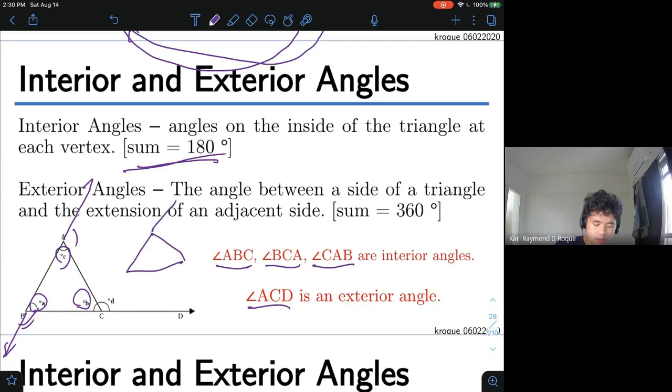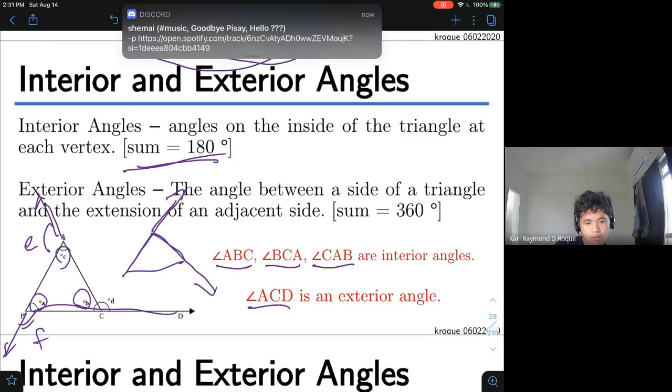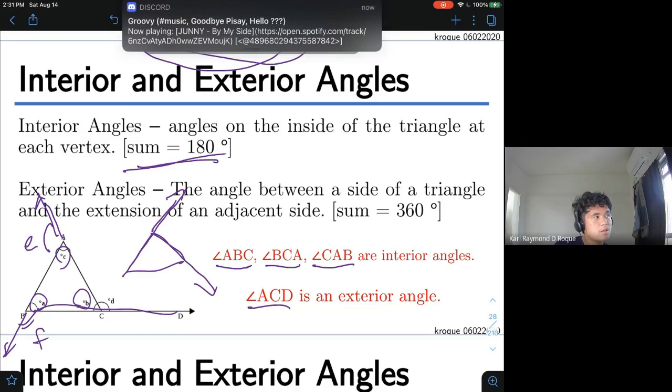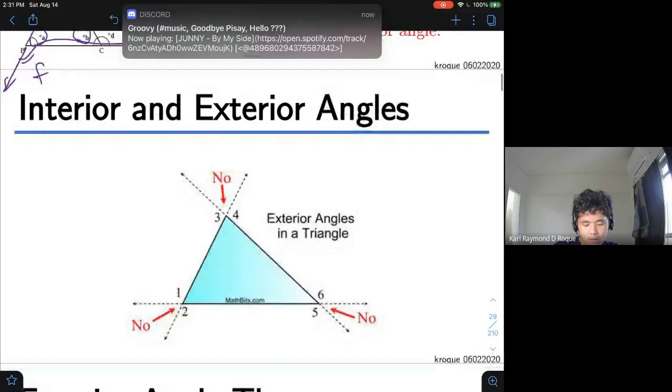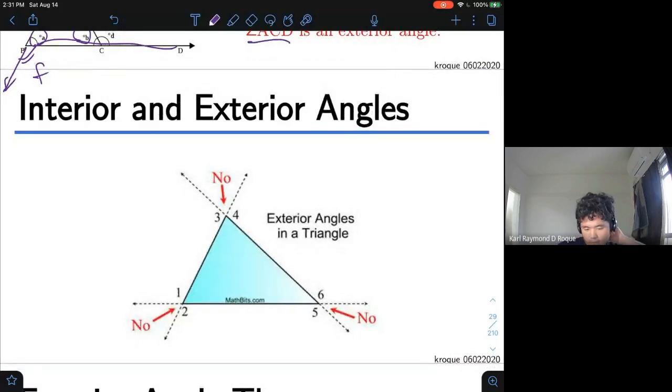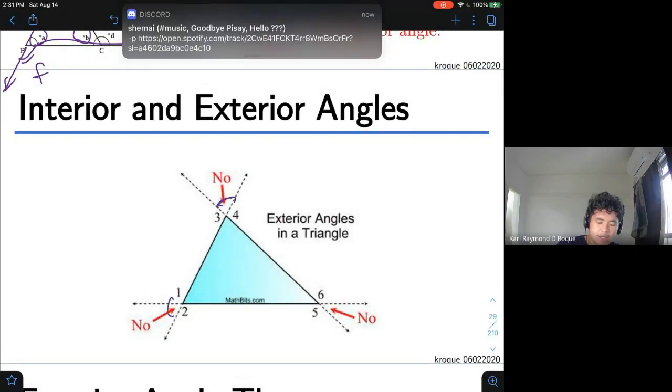Wait lang. 1, 2, 3. Ayan. So, dapat 1, 2. Dapat dito. 1, 2. Ayan. Dapat pa ganyan pala yung drawing. Ayan. Ang mga exterior angles ay ito. E, F. No? So, yan. Ang sum ng mga tatlo na yan is 360 degrees. Ayan, see? Yung nasa gitna, hindi yan exterior angle. No?